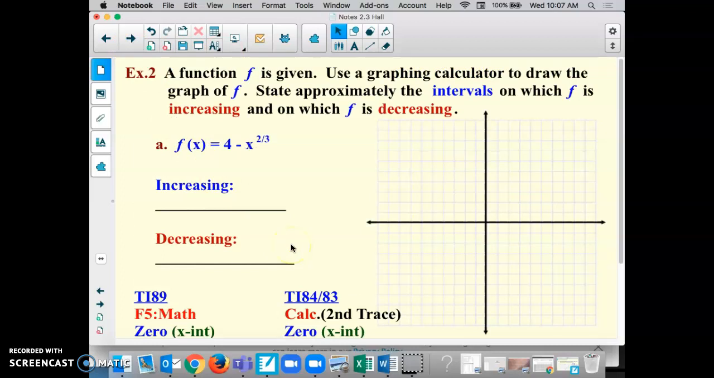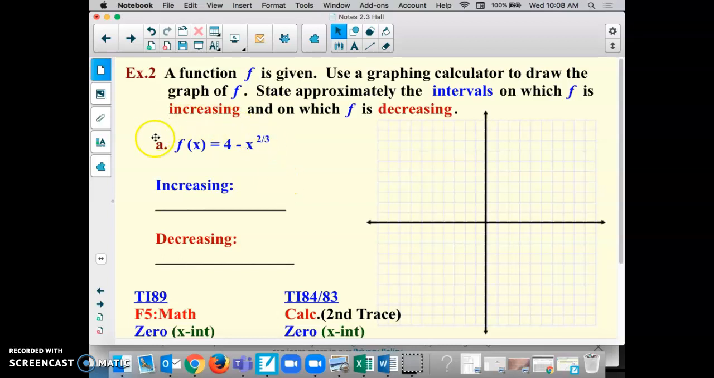Okay, now let's look at this graph. So it says a function f is given using a graph. A function f is given. Use a graphing calculator to draw the graph of f. State approximately the intervals on which f is increasing and on which f is decreasing.